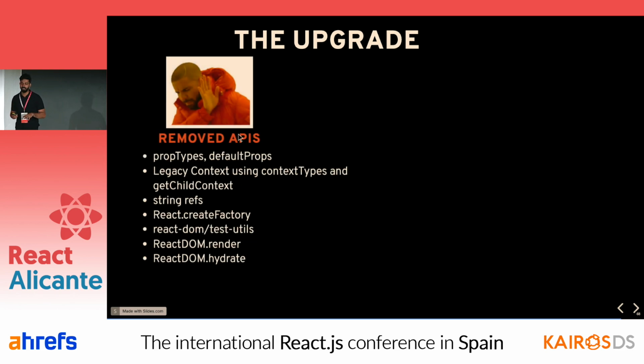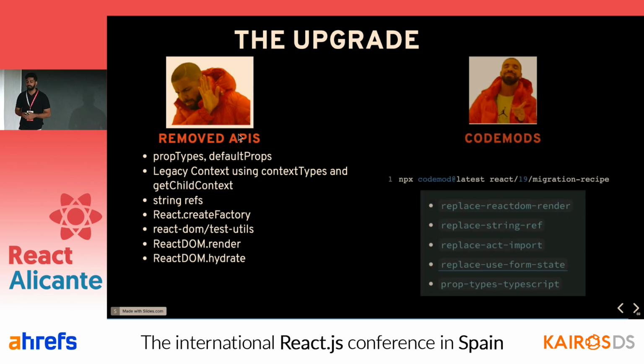There are also some removed APIs. I'll just skim through them since we have a time constraint, but if you're using propTypes, defaultProps, or ReactDOM.render and hydrate, all of these are now going to be removed in React 19. So make sure you remove them before upgrading, in case you're migrating from an existing project to React 19. Good news is they have some codemods for you as well. There's just one command, and you can apply all of these to your code base with just one command.